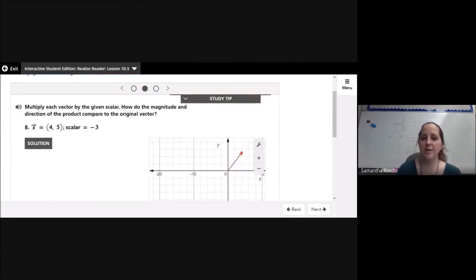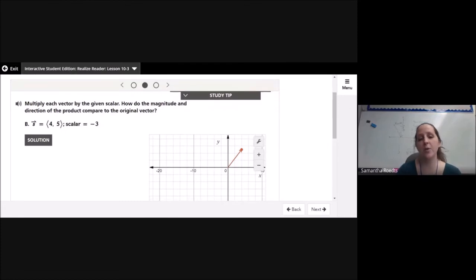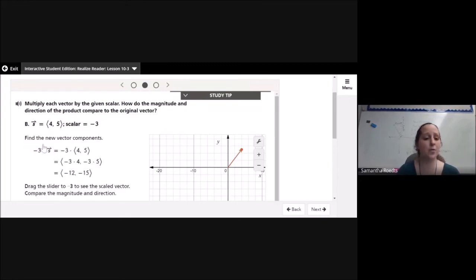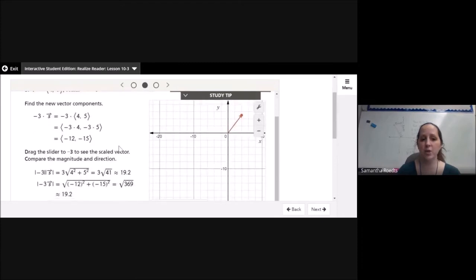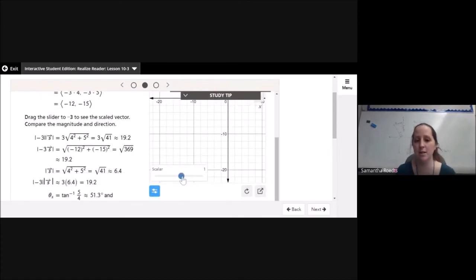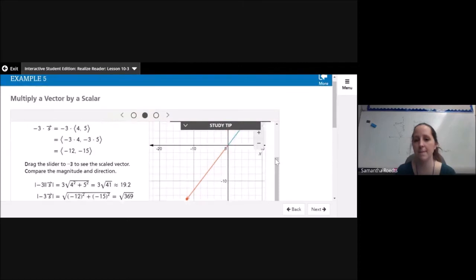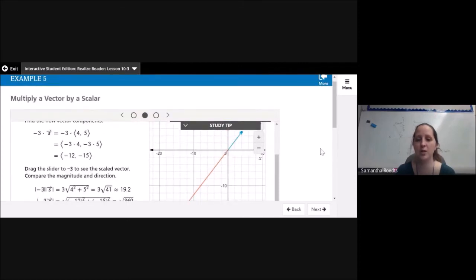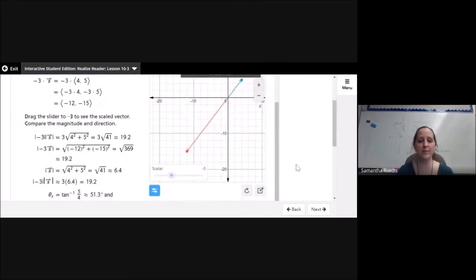Multiply each vector by the given scalar. How do the magnitude and direction of the product compare to the original vector? So I have vector s is 4, 5, and my scalar is -3. So I find new vector components, multiplying the same thing by -3. So I get -12, -15. So you can see it just goes in the opposite direction. Here's my original. It's just going in the opposite direction because I multiplied by a negative number.